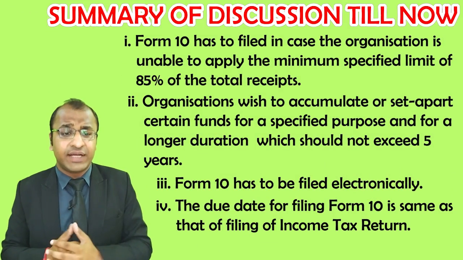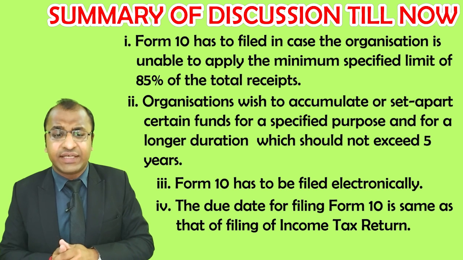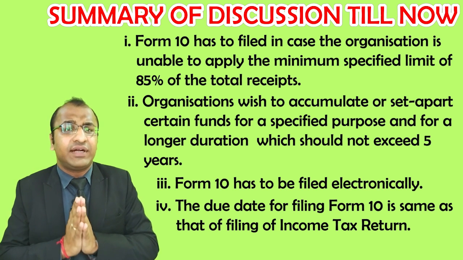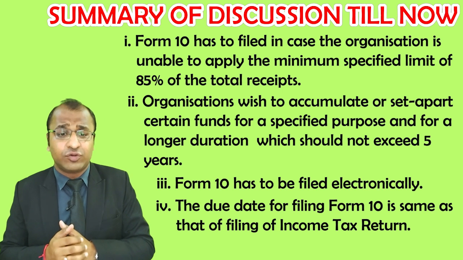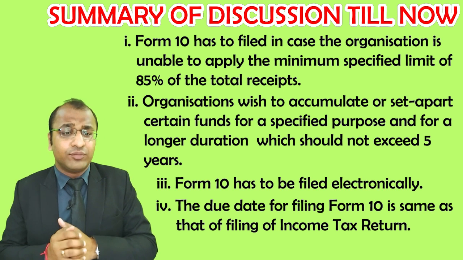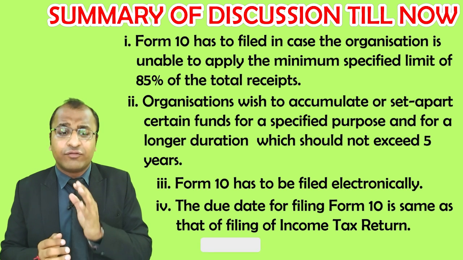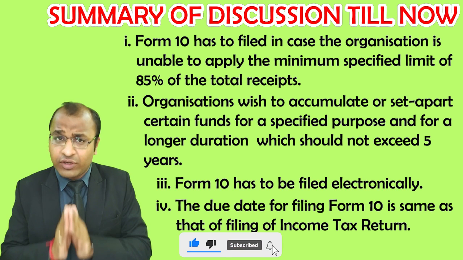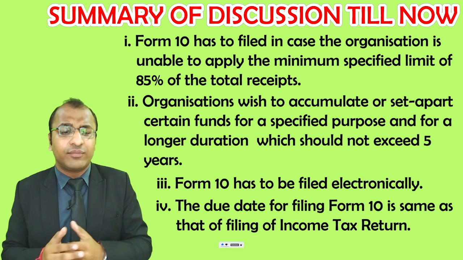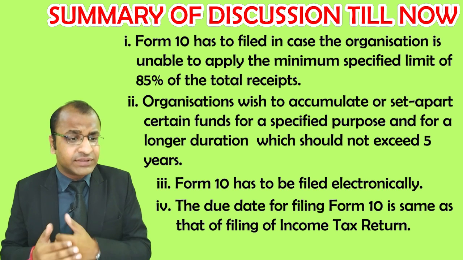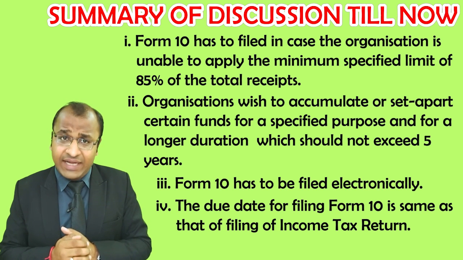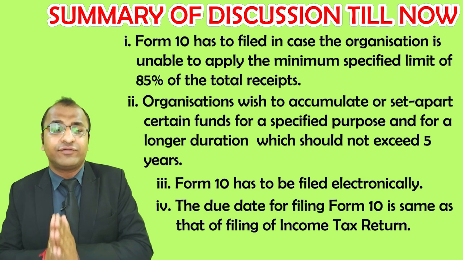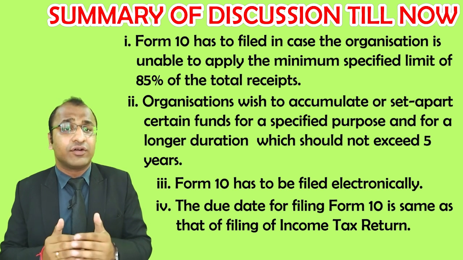So friends, to summarize, Form 10 has to be filed in case the organization is unable to apply the minimum specified limit of 85% of the total receipts and wishes to accumulate or set apart certain funds for a specified purpose and for a longer duration which should not exceed 5 years, unlike Form 9A, where no purpose needs to be specified and which can be exercised up to the immediately following financial year or in the year of receipt.